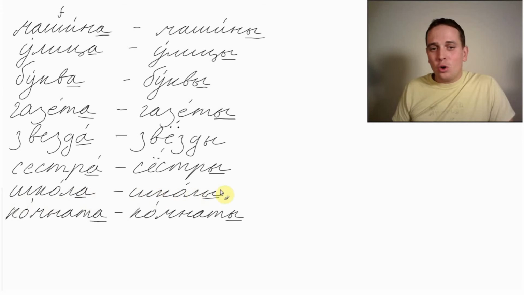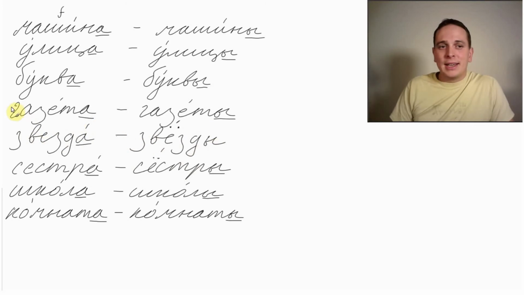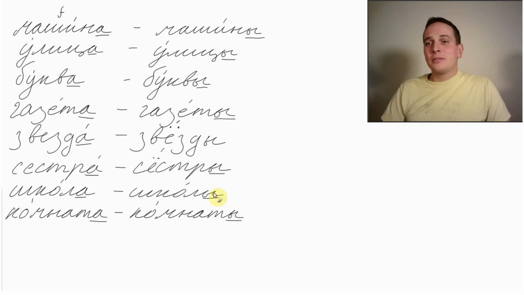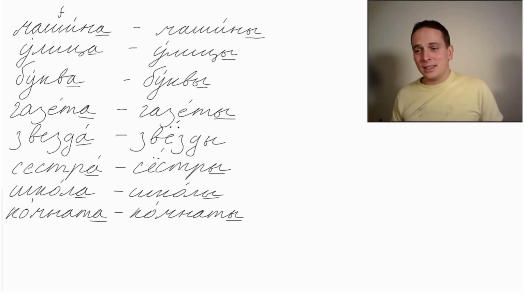Школа, школы. Сестра, сестры. Звезда, звезды. Газета, газеты. Буква, буквы. Letter. Буква is letter. Улица, улицы. Street, streets. Машина, машины. So write all of those words down. I hope you already wrote them down with the emphasis, and try to stretch and raise your intonation on the emphasized letter.